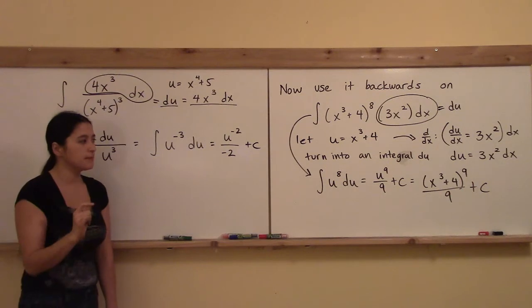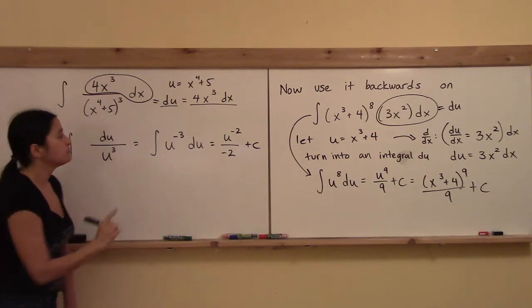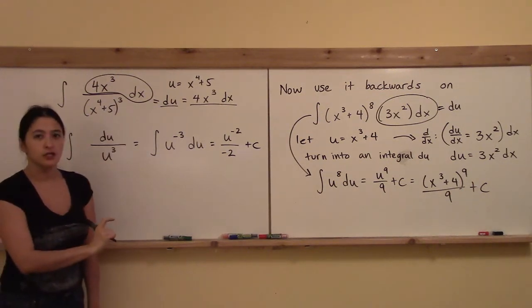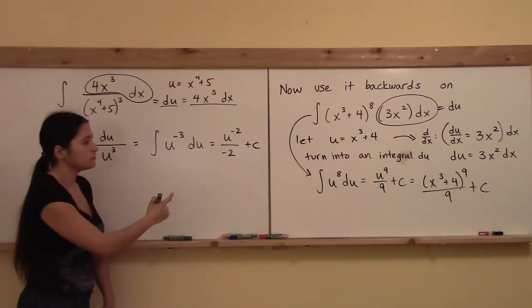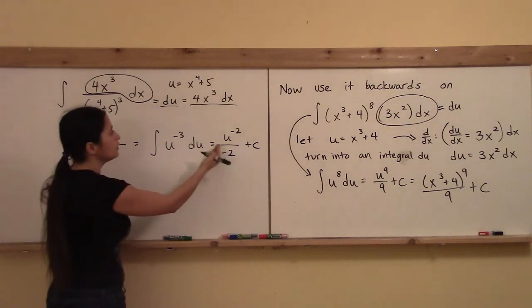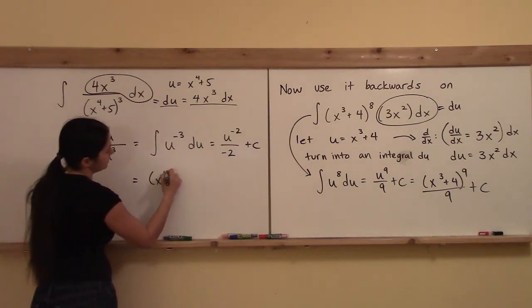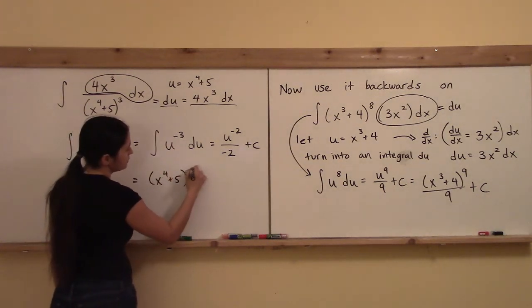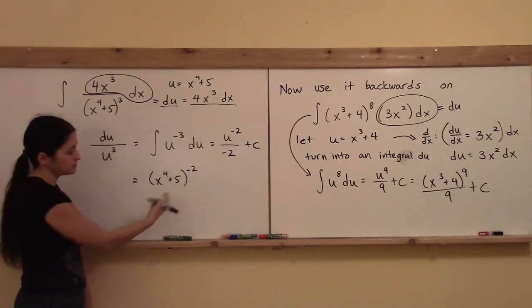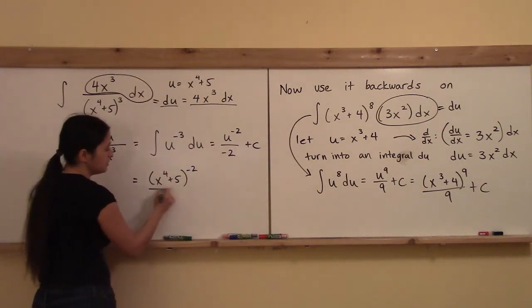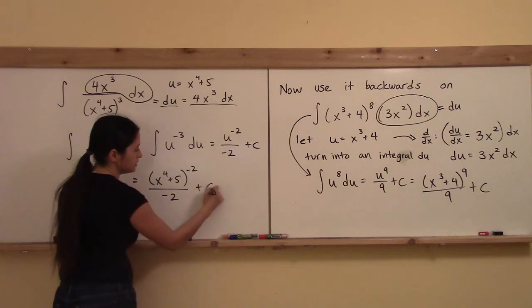Okay, but remember, the original question was posed as a function of x, so I cannot give the answer as a function of u. I must replace the u with what I defined it to be, and so the answer is the quantity x to the 4 plus 5, to the minus 2, because that's what the u was to begin with, divided by minus 2, plus c.